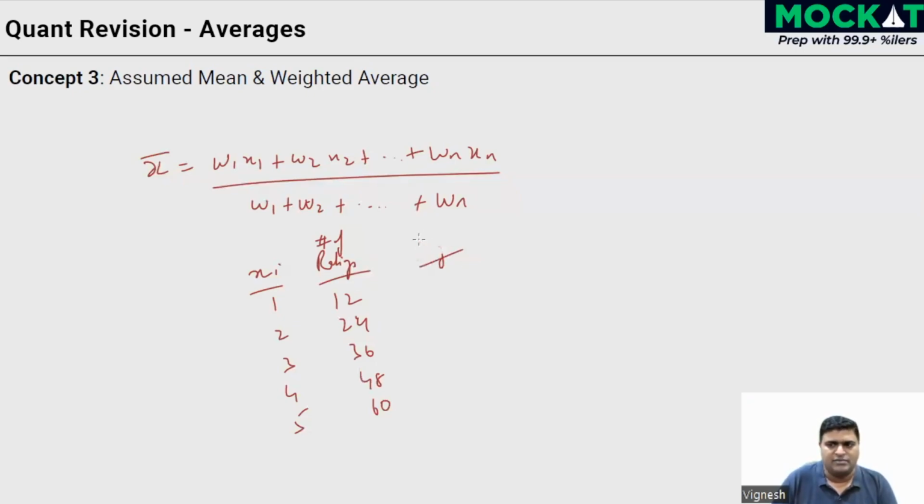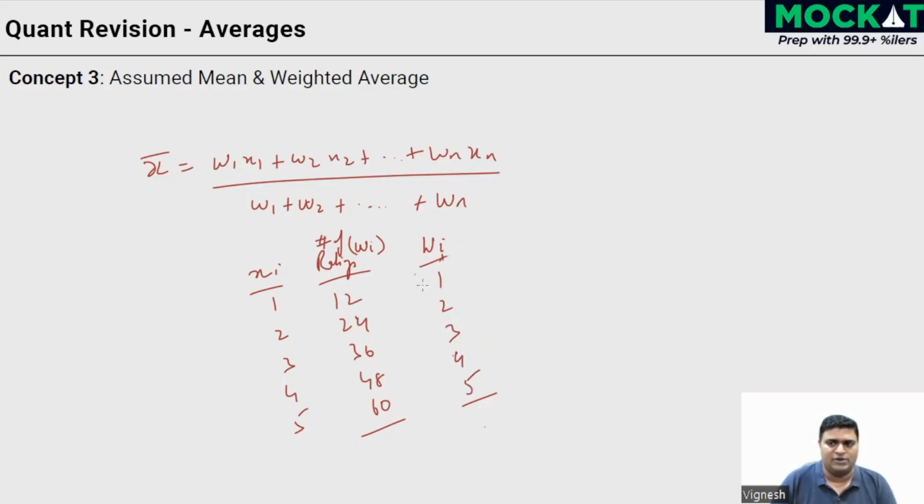To find the average, I first have to find the total value. If 12 people gave 1 rating, total of 12 into 1, 12. 24 people give 2 rating, 24 into 2, 48, and so on, and add them up and divide by the total ratings. But then you need to understand, this is nothing but my weights. When it comes to weights, I can always rewrite them in the form of a ratio. Whatever is common over here, I can cancel. All of them are divisible by 12. I'll divide all of them by 12. I get 1, 2, 3, 4, and 5.